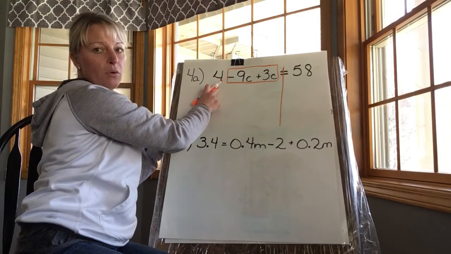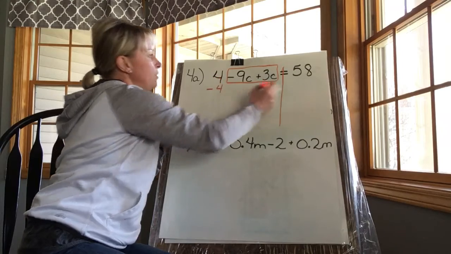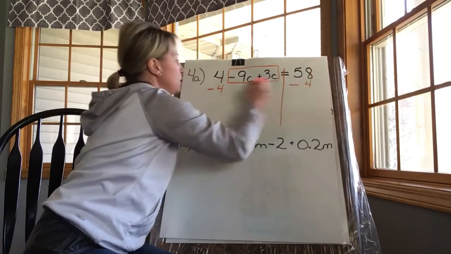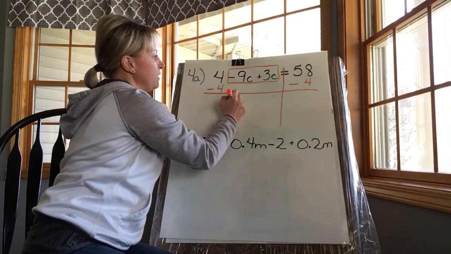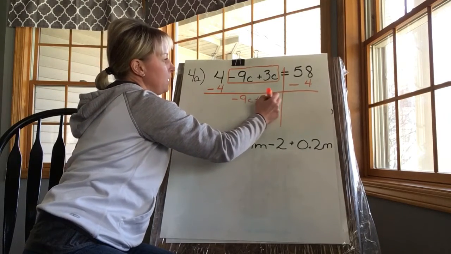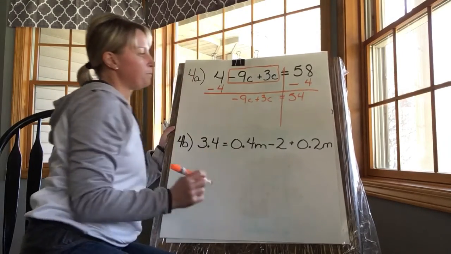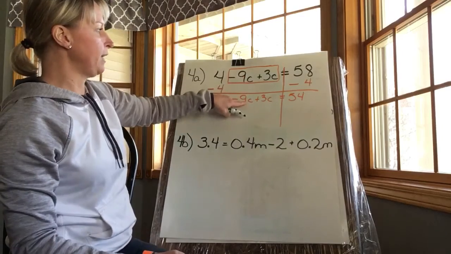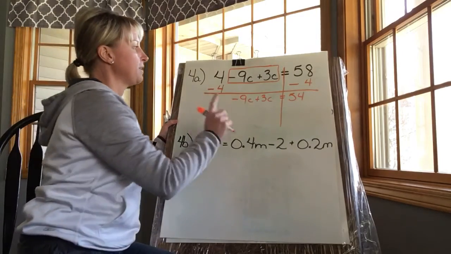I want to get rid of the 4, so this is a positive 4, so I'm going to subtract 4 from both sides. Have my equal sign. Now I'm left on this side with a negative 9c plus 3c equals 54. Now instead of just bringing that down and rewriting it here, I can save a step.